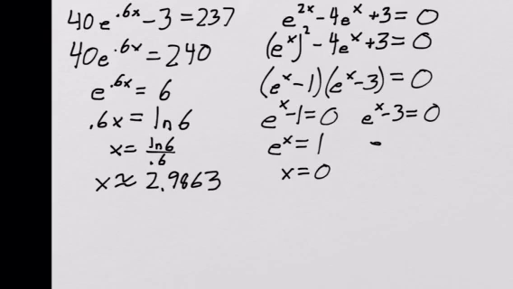Then over here, add 3 to both sides. And then take the natural log of both sides, we get x is equal to the natural log of 3. And we could punch that into the calculator and we get the x in this case is approximately equal to 1.0986.